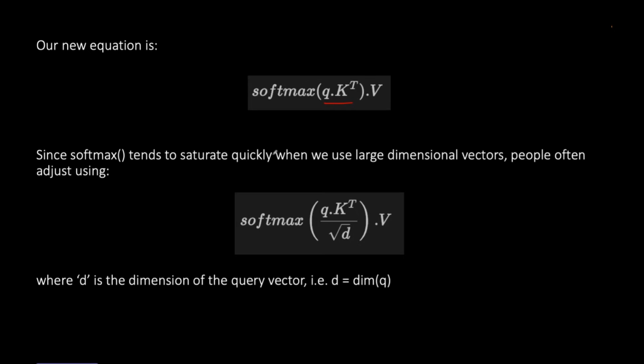Now, there's a small numerical trick: when you use this softmax function with very large vectors, it tends to saturate. So one trick that people use is to divide by the square root of d. You can think about this as dividing by the variance or something like that. But this is essentially a numerical stability trick to make it better. So our equation is that one now.